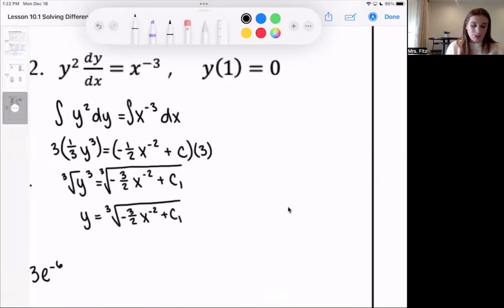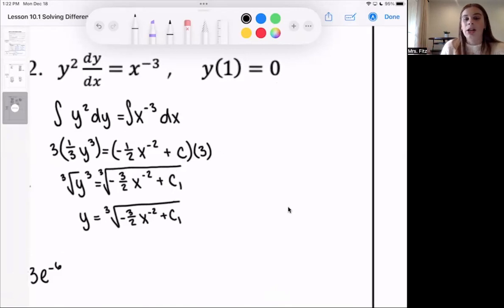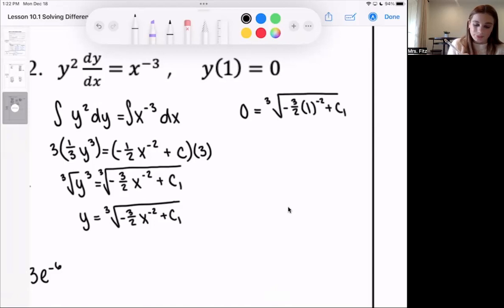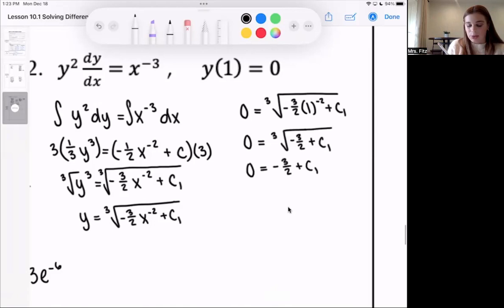Our last step here is just plugging in our given initial condition, plugging in 1 for x and 0 for y. So we have 0 is equal to the cube root of negative 3/2 times 1 to the negative 2nd plus c sub 1. So we end up with 0 equals the cube root of just negative 3/2 plus c sub 1. If I cube both sides, it's just 0 equals negative 3/2 plus c sub 1. Add 3/2.